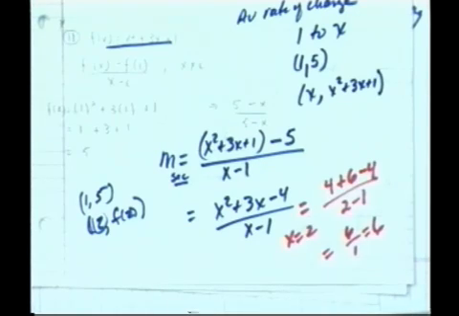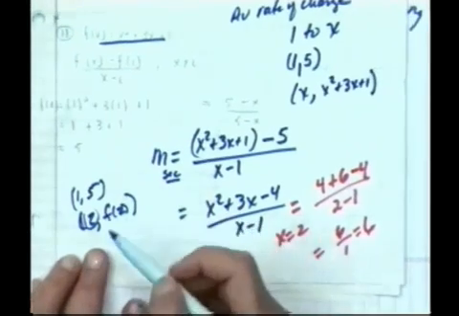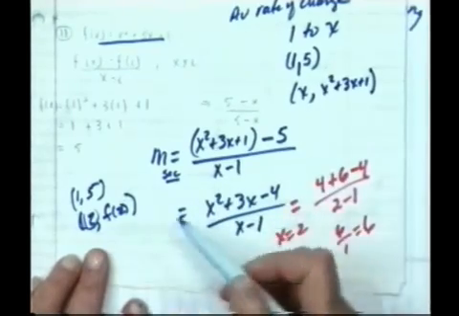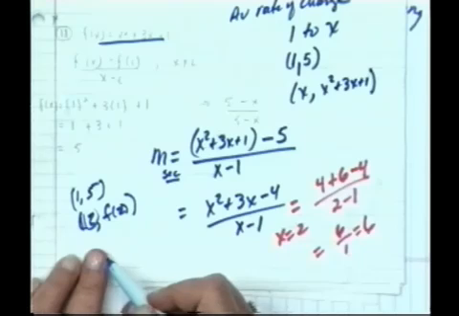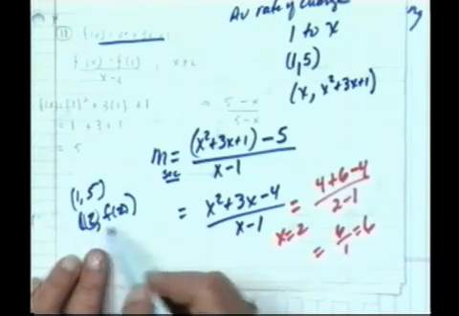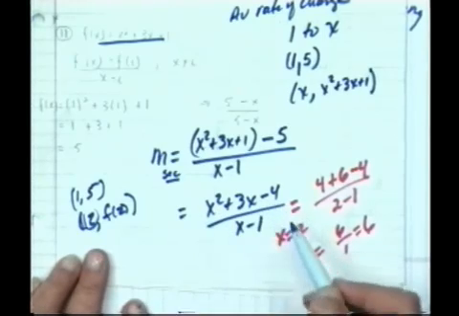Let me go a step further on that, and then I'll answer your question. The problem said to use this formula to find the slope of the secant line between (1, f of 1) and (2, f of 2). So I just substituted the 2 in for x.